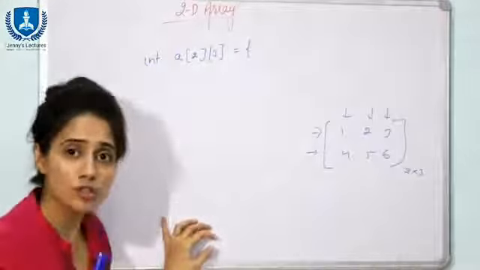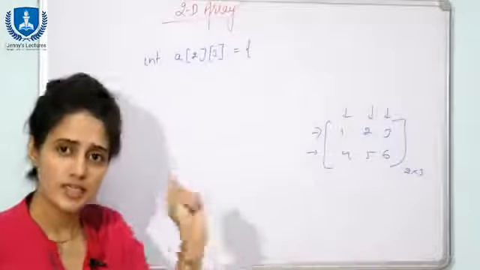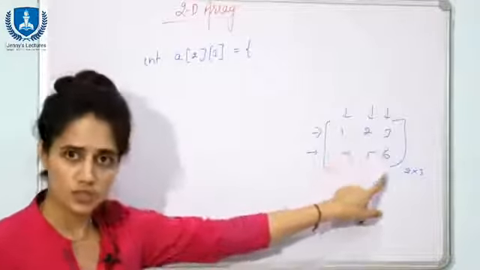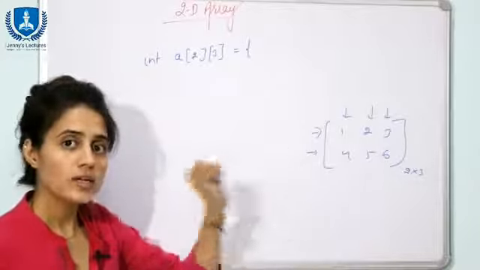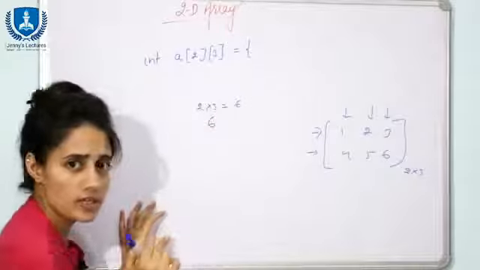How many values can be there? How to calculate that? Simply do 2 into 3, that is 6. 6 values can be there here: 1, 2, 3, 4, 5, 6, as you can see. If you want to calculate the size of this 2D array, 6 values can be there, that is 2 into 3 is equal to 6.